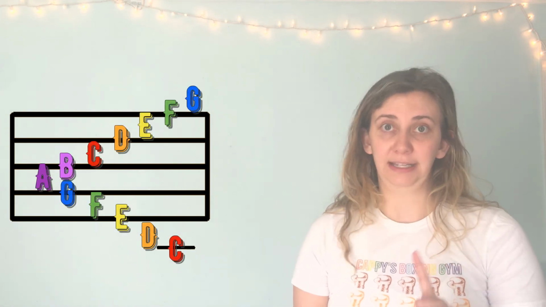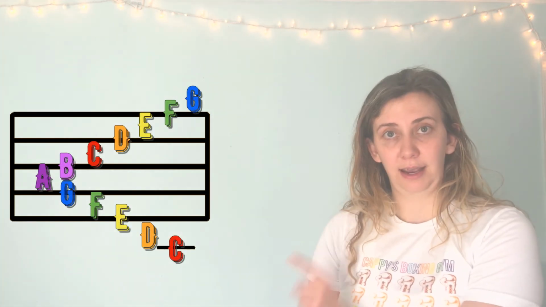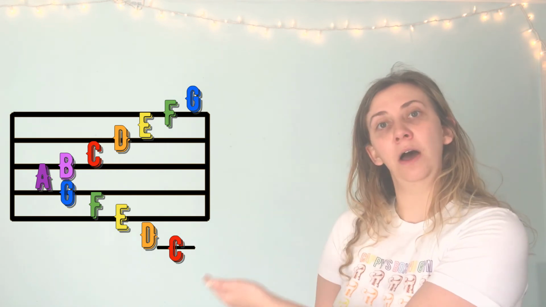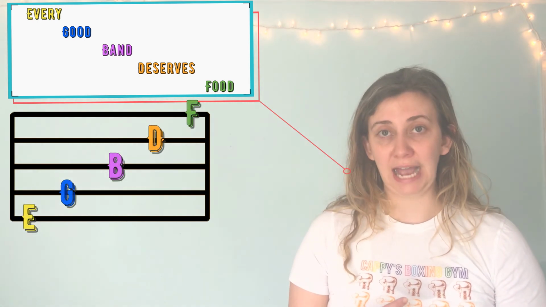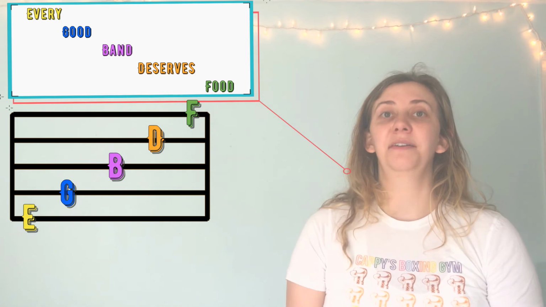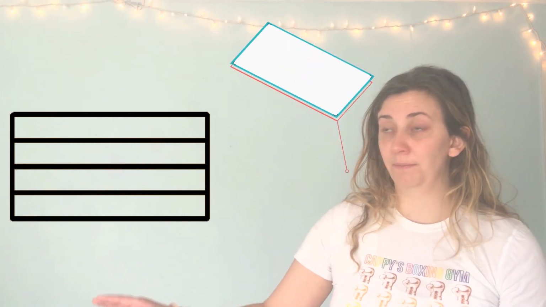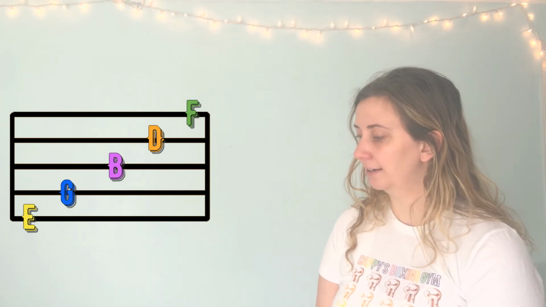So now we know two different ways to figure out the letter name that goes with each note. You can either go alphabetically, starting on the second space, and go up from there alphabetically, or down from there in reverse alphabetical order. Or we can use our shortcuts, which is the word face for the spaces, and every good band deserves food for the lines. Remember, it is so important that at the beginning, you start from the bottom. So the word face has to start on the bottom space, and the phrase, every good band deserves food, starts on the bottom line.